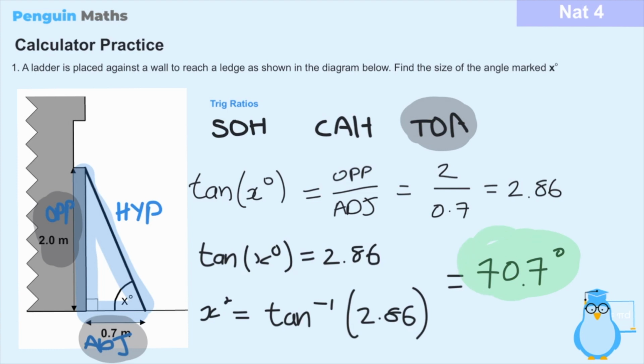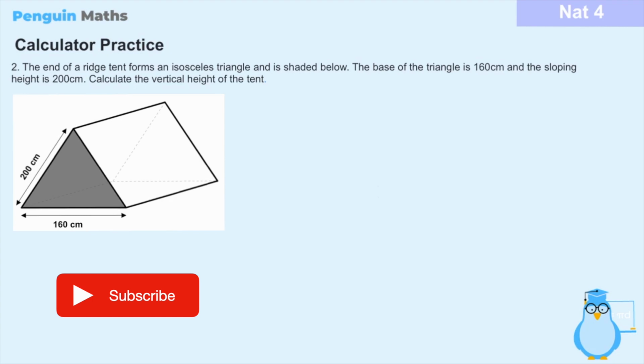So again, the key thing for this question is to first of all identify that we have a right angled triangle and then take it step by step at a time. So label the sides, pick the correct ratio, put the values in, and then know what to do in order to isolate x by itself by taking the inverse tan function of the right hand side. Okay, let's look at question 2 now.